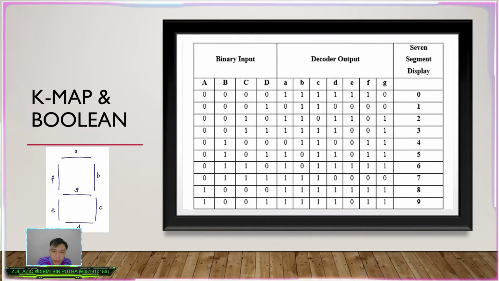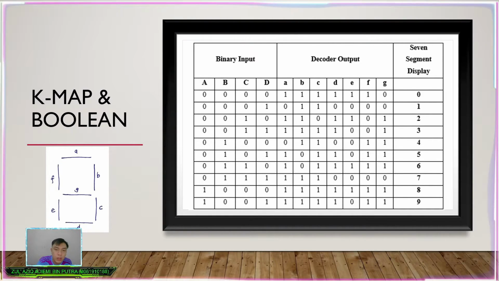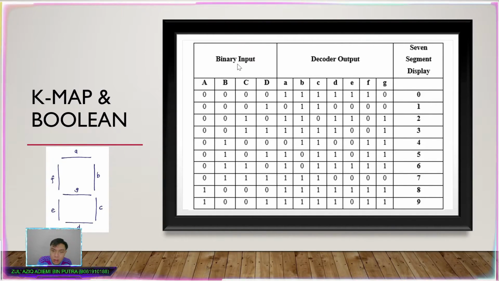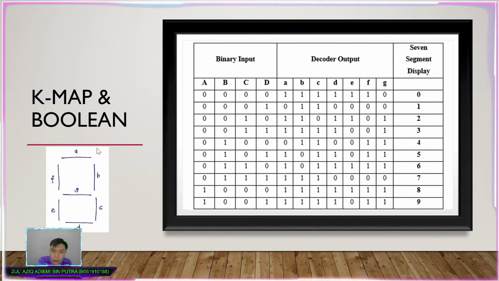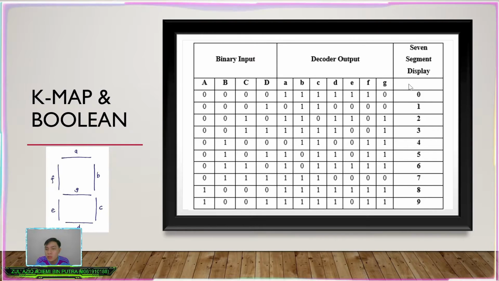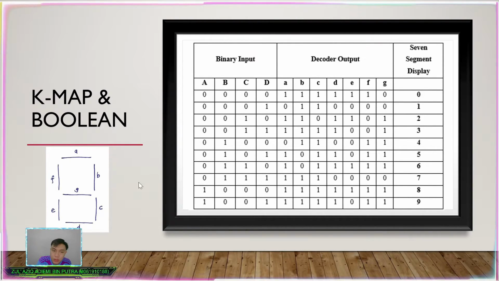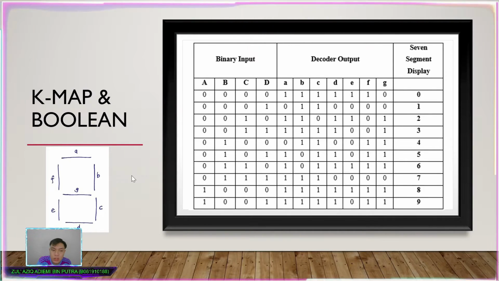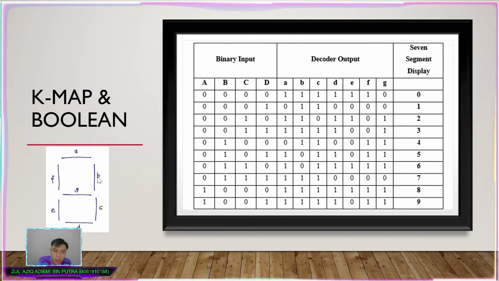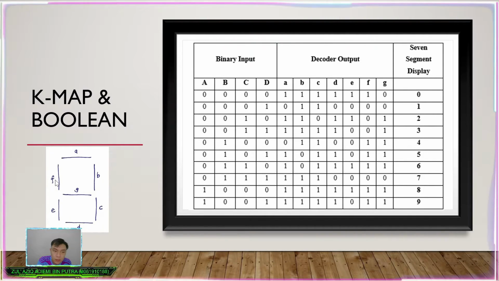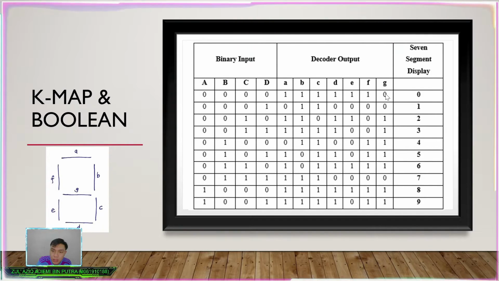After we run the simulation, we can get the output, and we can fill the output in this truth table. For example, 000 for the input data, and the 7 segment display will show number 0. This decoder output is from the 7 segment display. If the 7 segment display shows number 0, then A, B, C, D, E, F is 1, and G is 0.